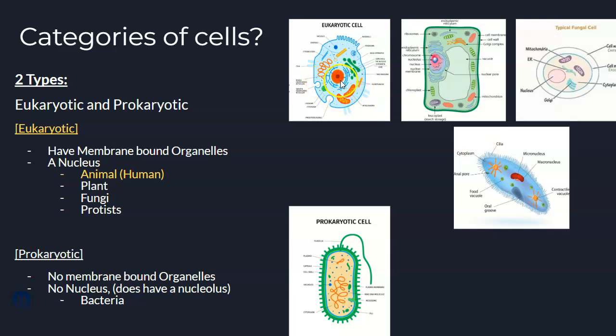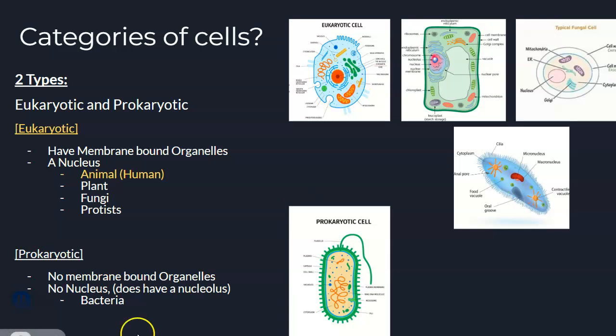Notice that in each of these diagrams, there is a circular organelle, and within that organelle, in some of these you can see the nucleolus. But the circular organelle is the nucleus. So you see the nucleus, and then all of the other colorful stuff around it is the membrane-bound organelles.